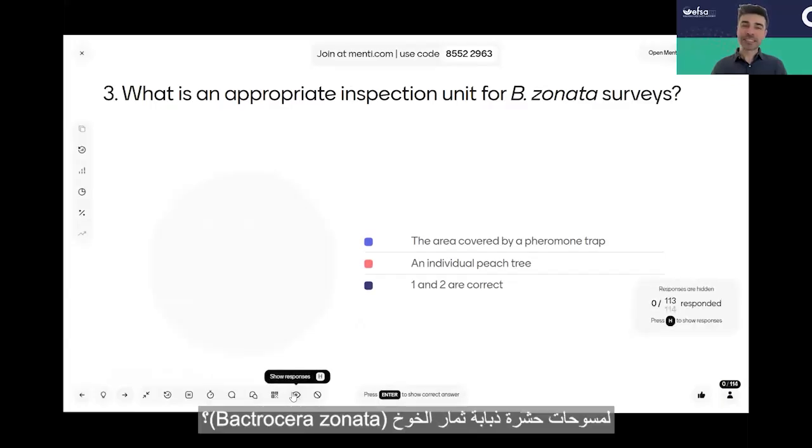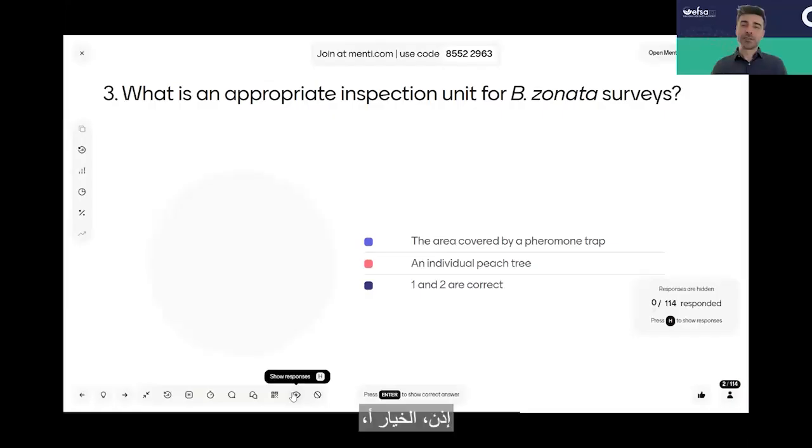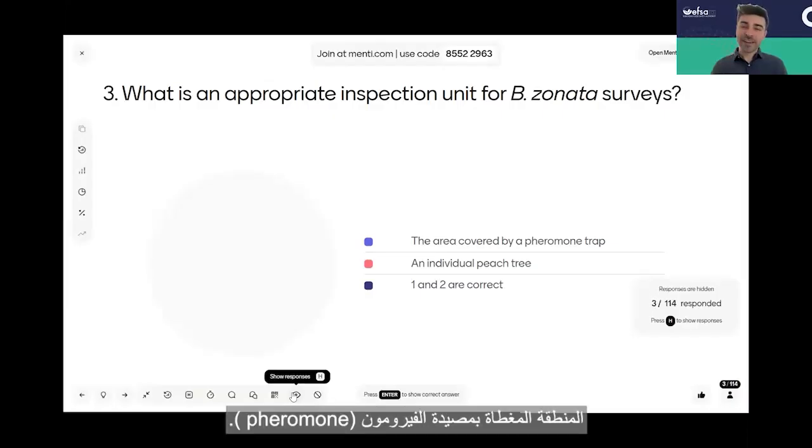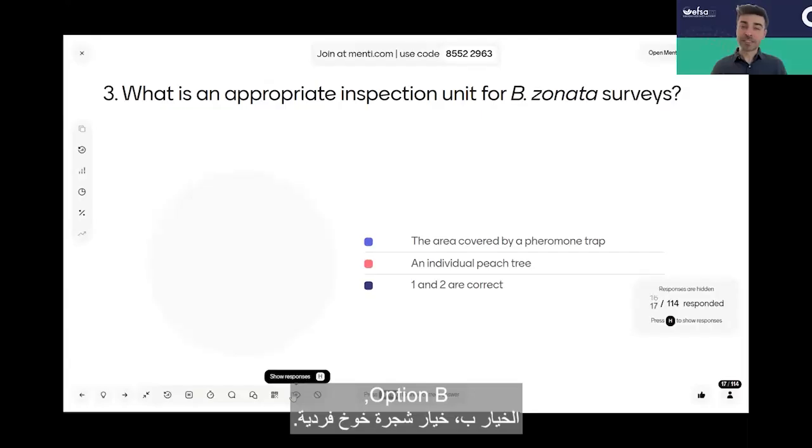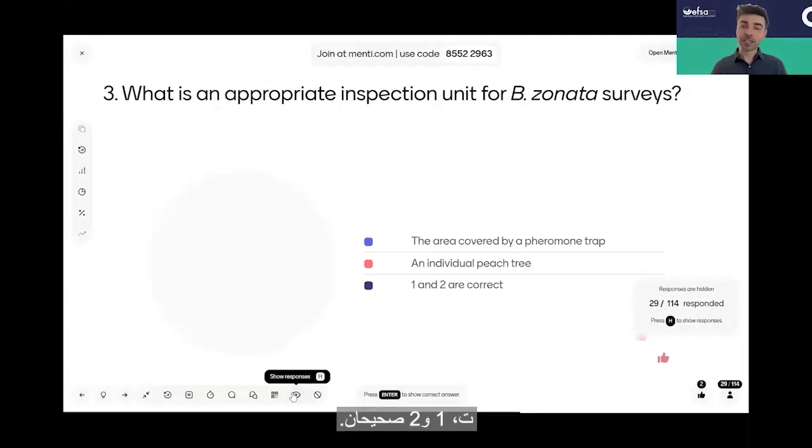What is an appropriate inspection unit for Bactrocera zonata surveys? Option A, the area covered by a pheromone trap. Option B, an individual peach tree. Option C, 1 and 2 are correct.